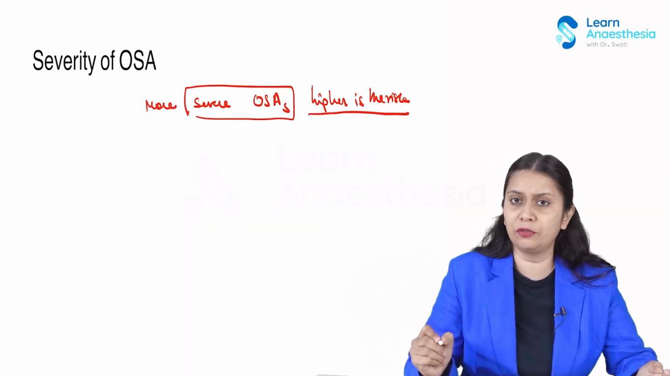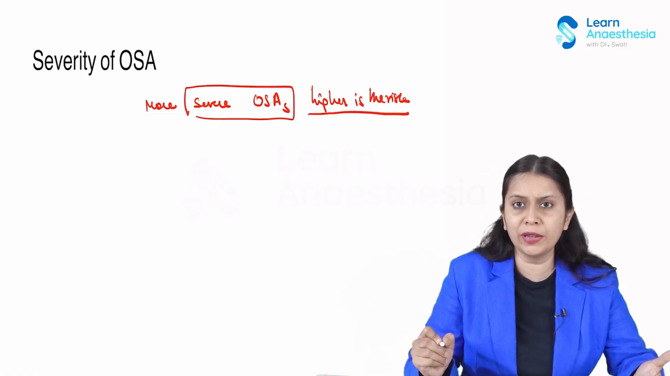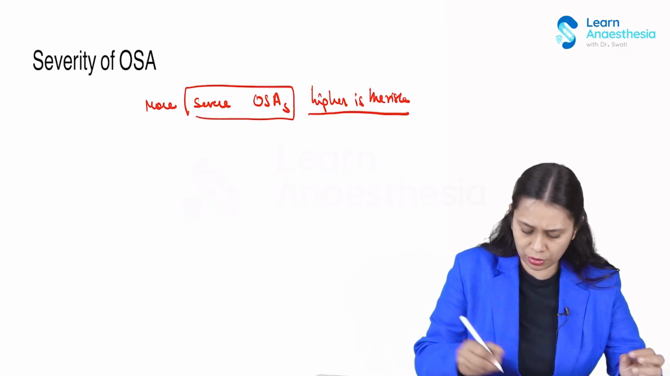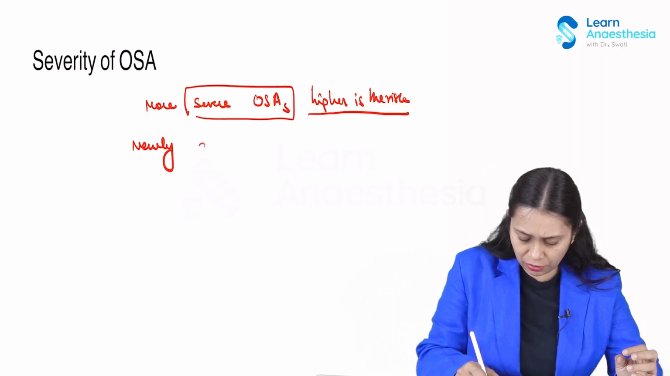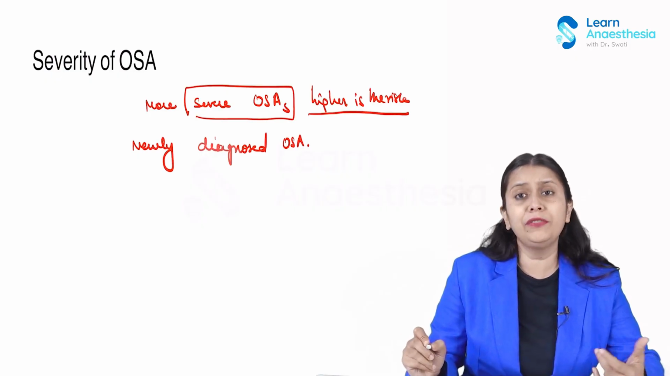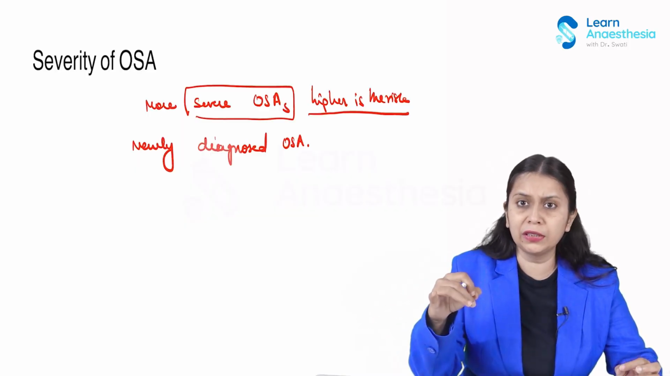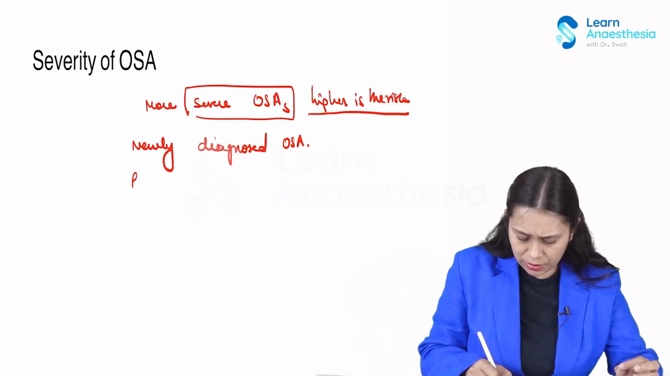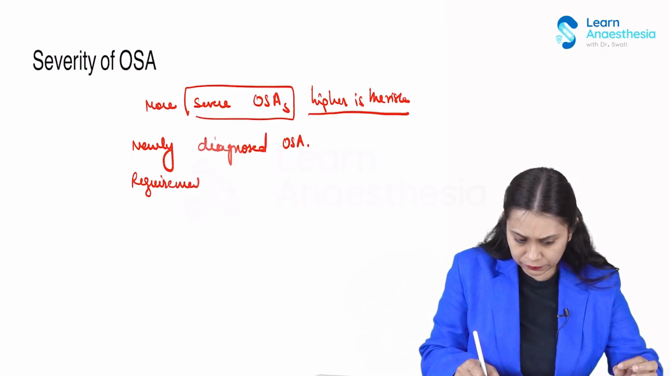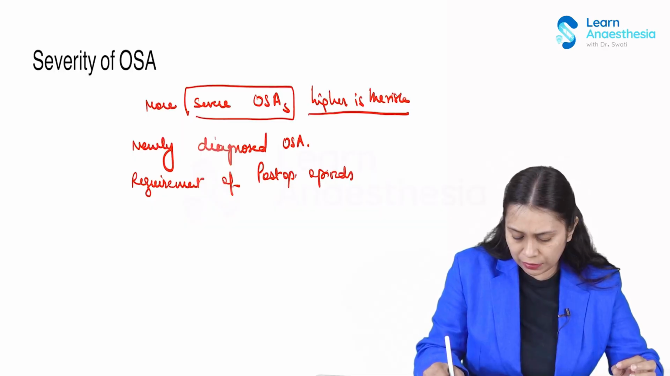Newly diagnosed cases of OSA increase the risk of complications, right? Even if we start the therapies of OSA in the immediate pre-op period, the risk of complications is still more in newly diagnosed OSA. Then if we need to give our patient post-op opioids for pain management, then definitely the risk would be higher. So, requirement of post-operative opioids.